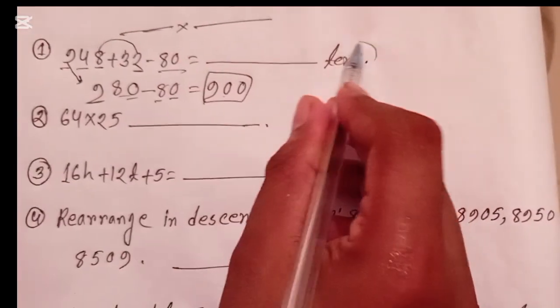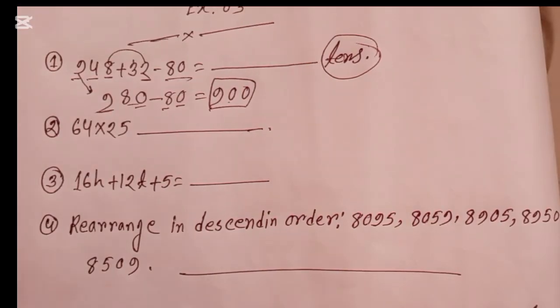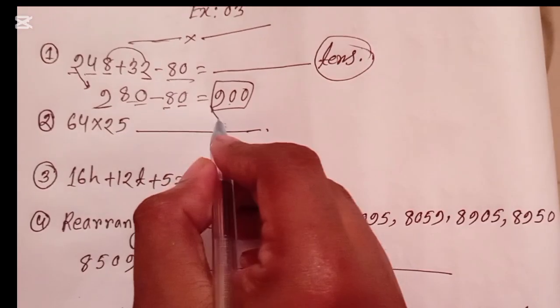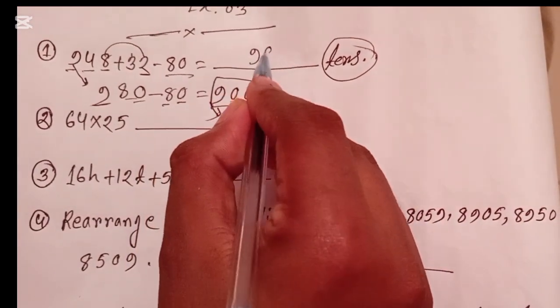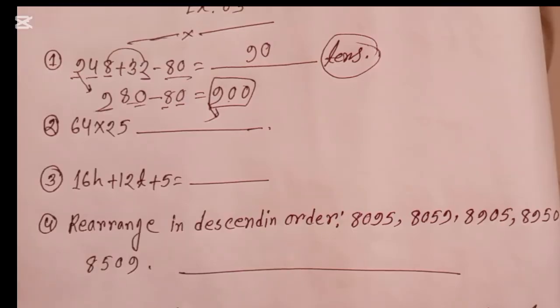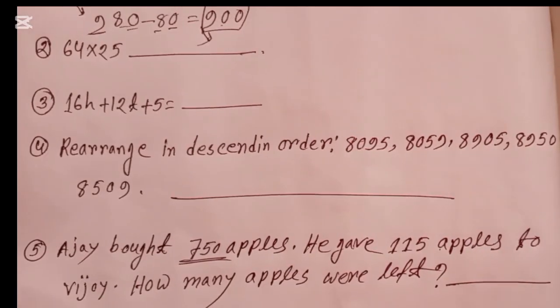But here is a word, tens. So we have to find out how many tens. We know 900 equals how many tens? Yes, it's 90 tens. Okay, I think you get it.